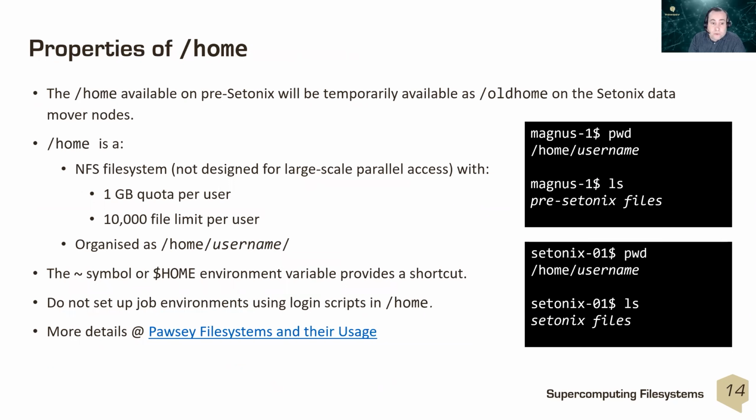So in terms of the properties of the home file system, it's very similar to our previous one. It's an NFS file system. It has a 1 gigabyte quota per user and a 10,000 file limit. So it's not intended to be storing large amounts of files or used for anything more than just storing those configuration files for software that is expecting them to live in /home. If you need to get to it quickly, there's the tilde symbol, the $HOME environment variable, which is fairly standard in Linux environments. And we recommend not setting up complex environments based on your login scripts in home.